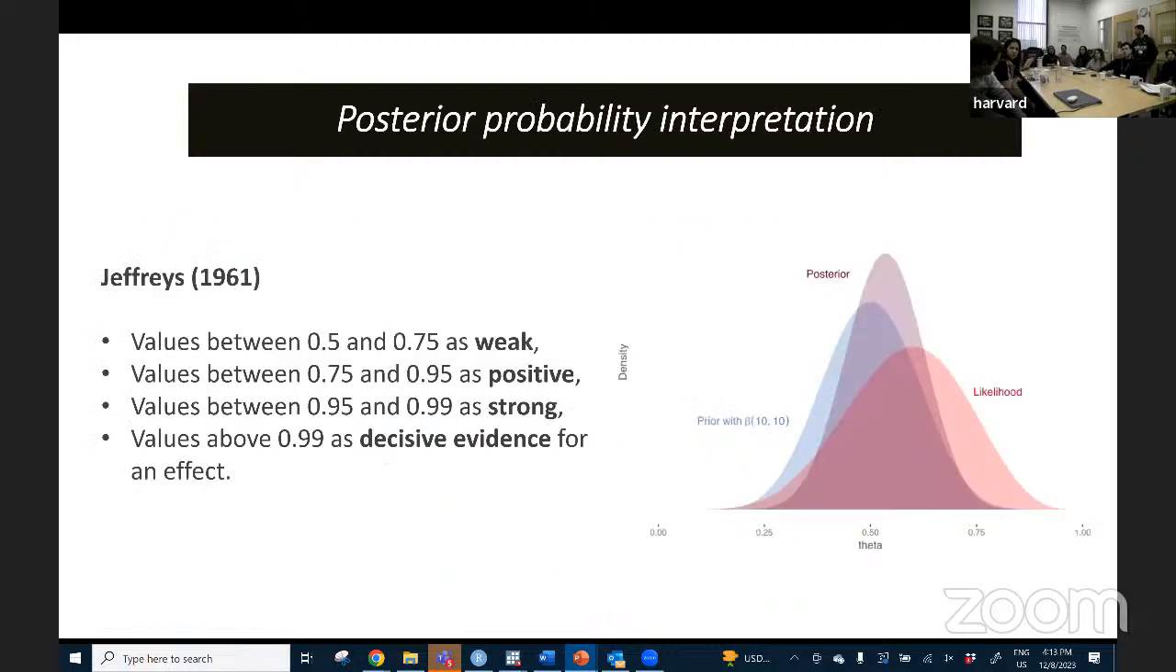And then the last part is about the interpretation of these probabilities, right? How can we say what is considered strong probability or really decisive evidence? There are different classifications; this is one of the most accepted ones. If you have 0.75 to 0.95, you could say that is a positive probability, so your trial was in the area of positive results. If it's from 0.95 to 0.99, it's strong evidence in favor of your alternative hypothesis. And if it's higher than 0.99, this is very, very strong. You will say it's decisive evidence in favor of your active treatment.